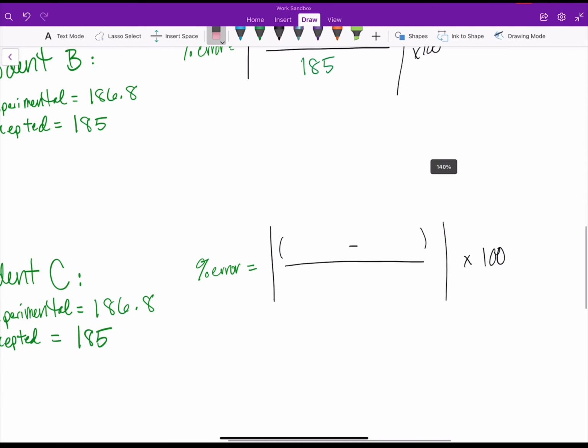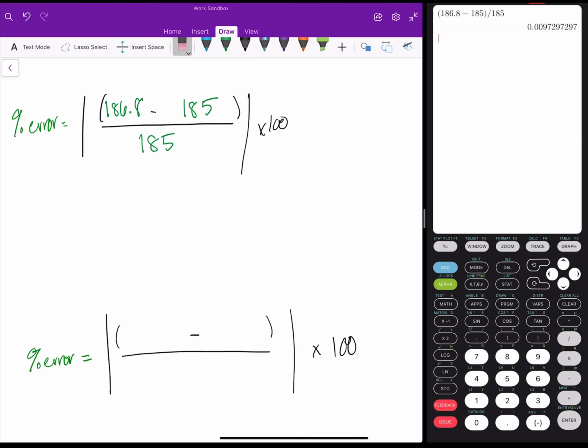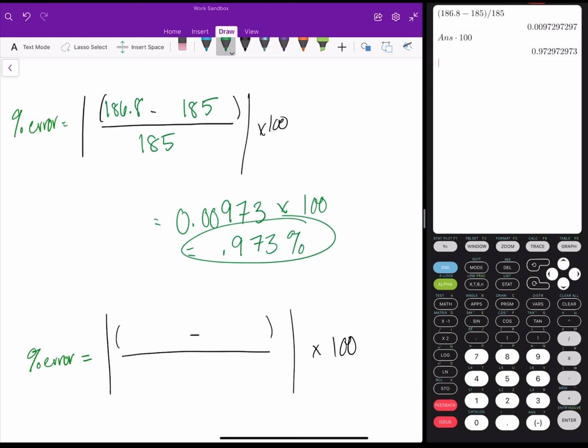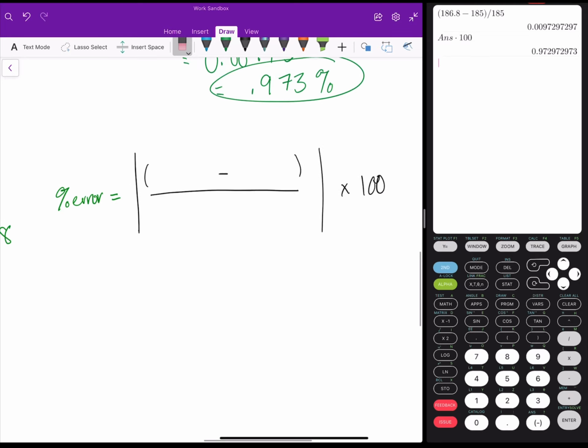The next thing we need to do is put this in our calculator. And this gives us 0.009729 and so on. Sig fig wise, we're only going to use 3 sig figs here. So we'll have 0.00973. And then we need to multiply that by 100. And our final answer is 0.973%. Now, you'll notice it was already a positive answer here, so we didn't have to do anything with absolute value.